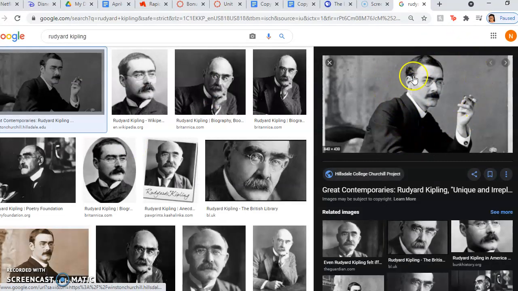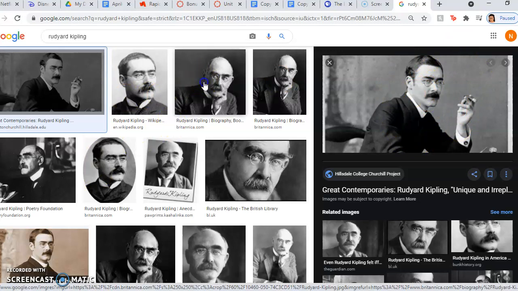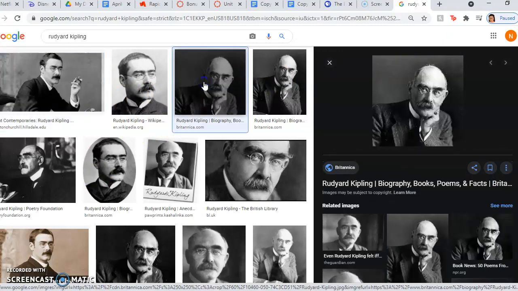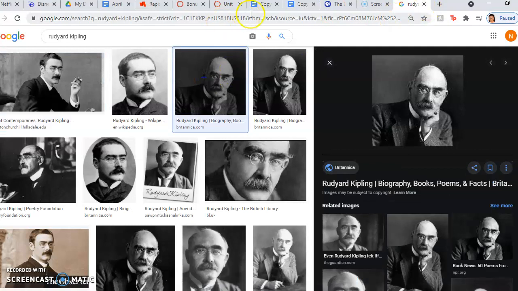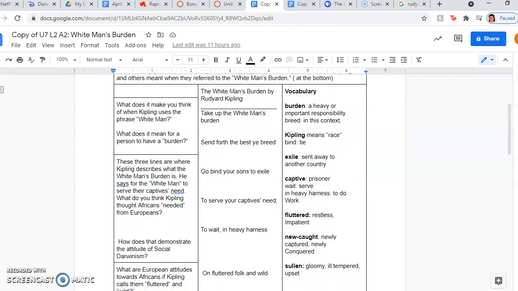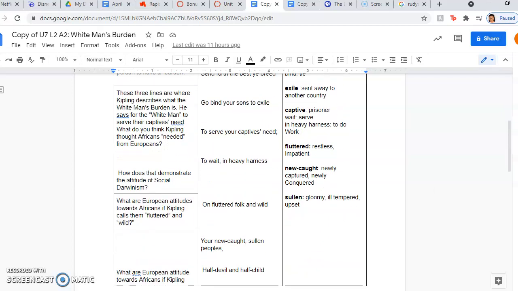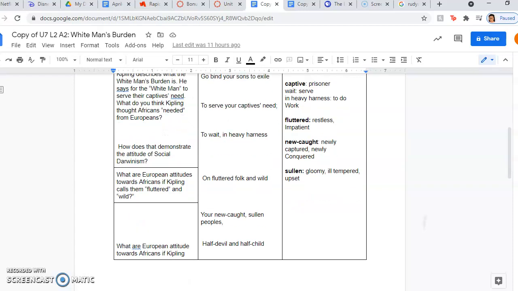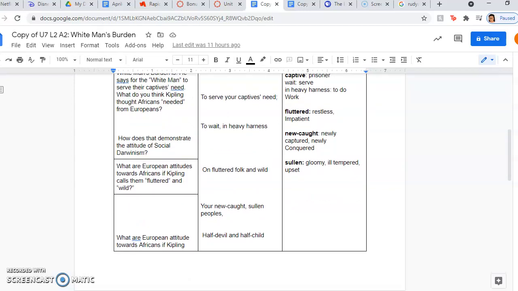He basically wrote what he saw. So here's a picture of him when he was younger, and here's a picture of him when he was more mature. His words in that document say, "Take up the white man's burden, send forth the best ye breed, go bind your sons to exile to serve your captives' need, to wait in heavy harness on fluttered folk and wild, your new caught sullen peoples, half devil and half child."